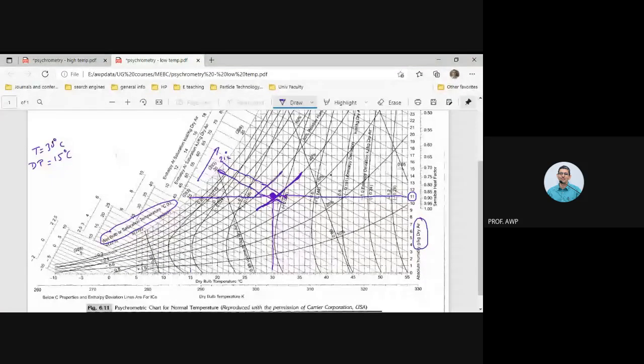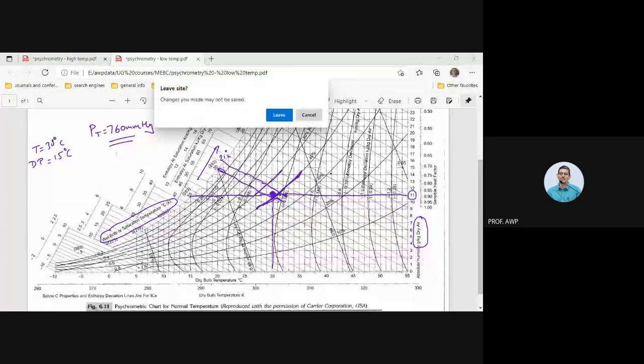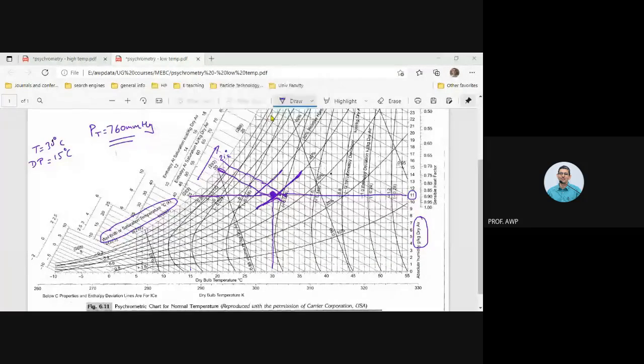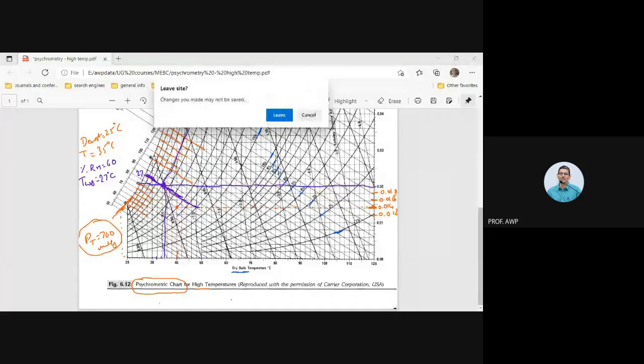But mind you, these charts are there only for a total pressure of 760 mmHg. Nothing else. Same way, this chart also is at a total pressure of 760 mmHg. Nothing else. If you have to go to any other pressure, you'll just have to create your own chart or just do the calculations in Excel.